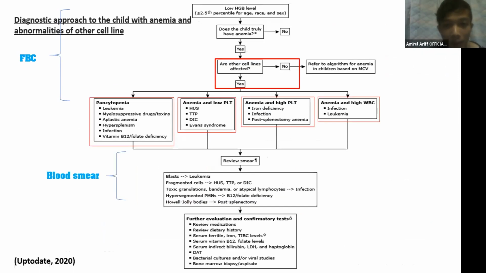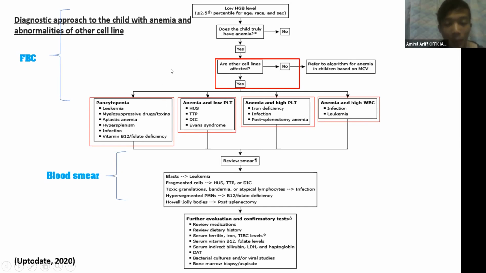So if the child is anemic, yes, HB is low, and other cell lines are affected, yes. So what are the other cell lines? If all are affected, all are low, this is the possible cause. If only platelet is low, this is the possible cause. If the platelet is high, this is the possible cause. If the white blood cell is high, these are the possible causes. So these are the general ideas regarding anemia with abnormalities of other cell lines.